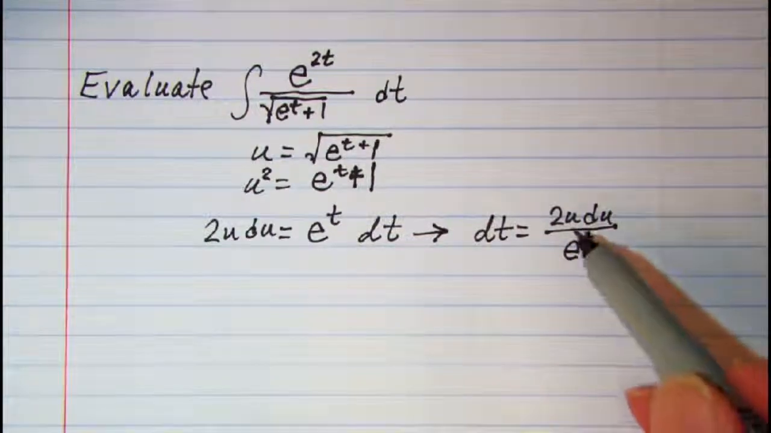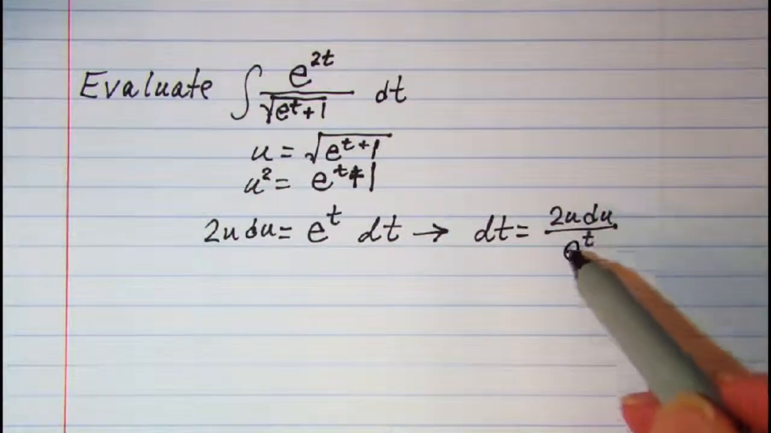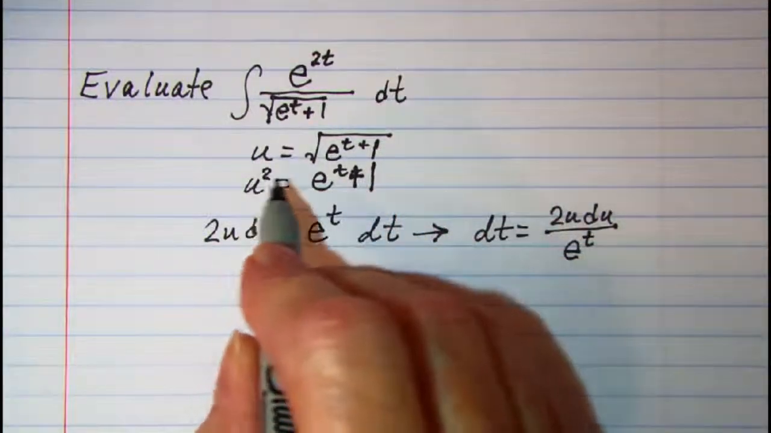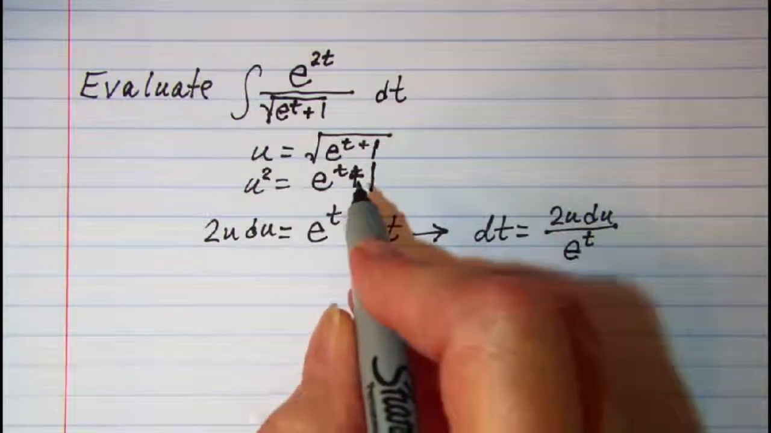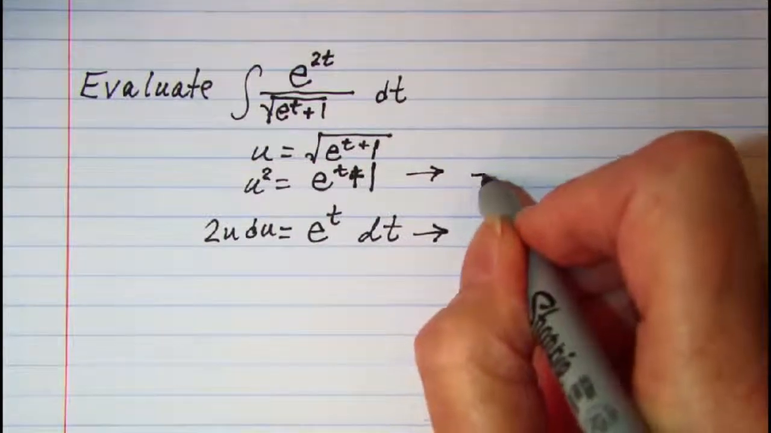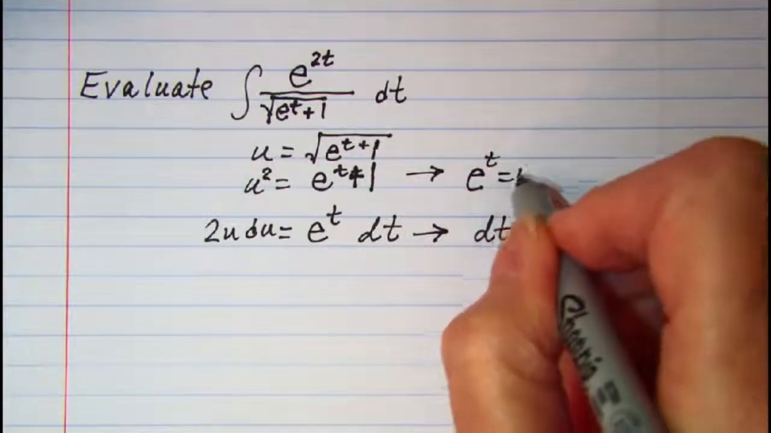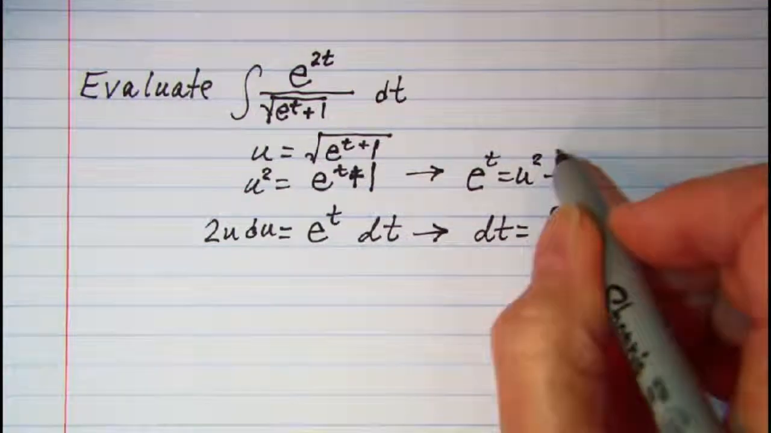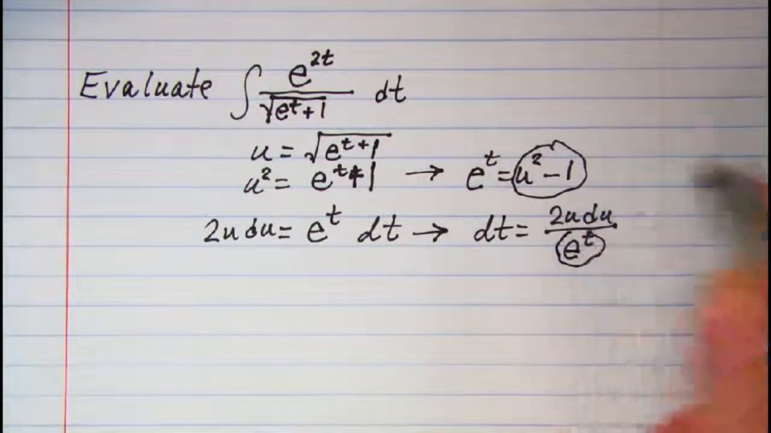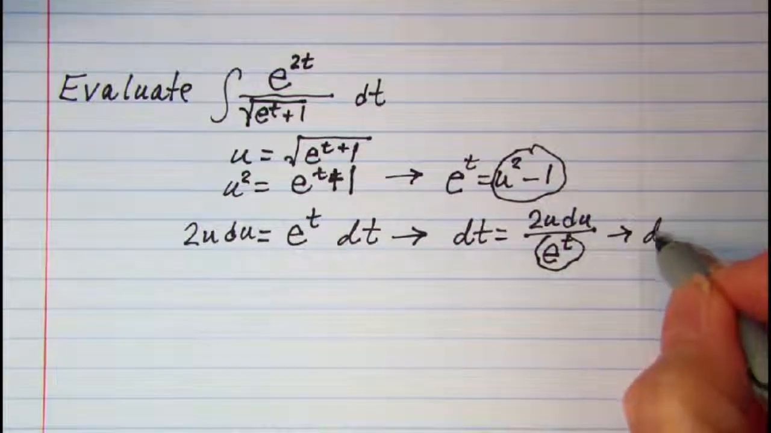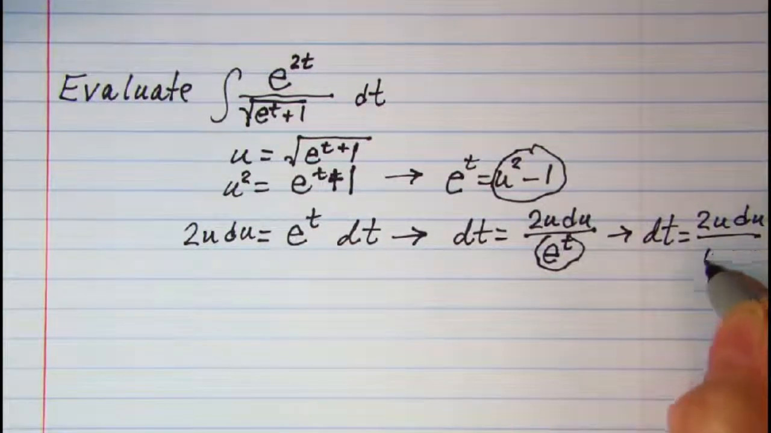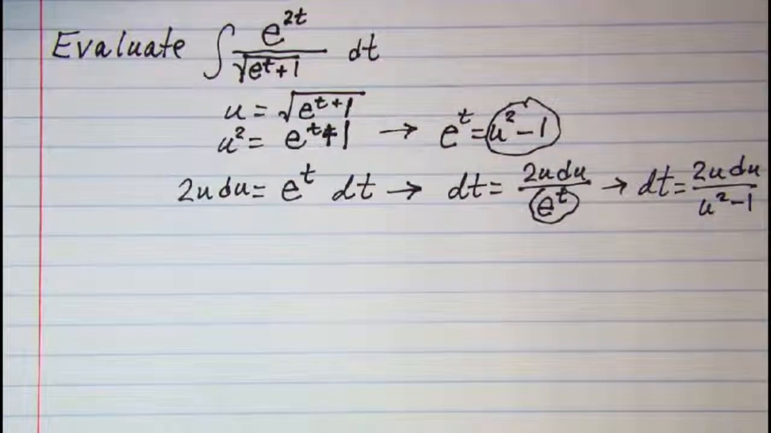Now if I'm going to sub in a u, I'm going to need an expression for this e to the t. So I can take this equation and see that if I subtract 1 from both sides, that gives me e to the t is equal to u squared minus 1. So I'll put this in then in place of e to the t, and I get dt is equal to 2u du divided by u squared minus 1.